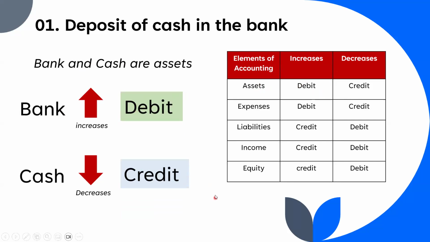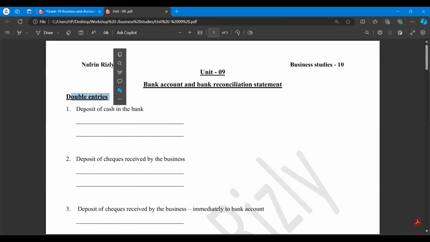So I hope you have already received something like this, right? The worksheet. Can you all quickly write the double entry for deposit of cash in the bank? Okay, quickly write it down. Deposit of cash in the bank. What are the two accounts involved? Bank and cash. So write the debit and the credit entry.